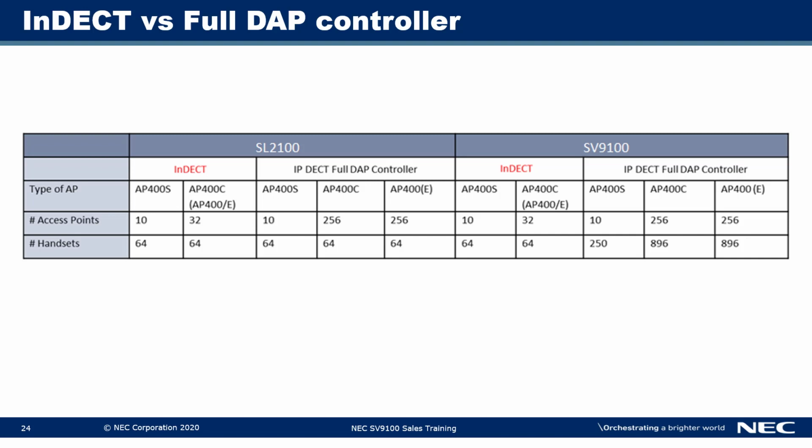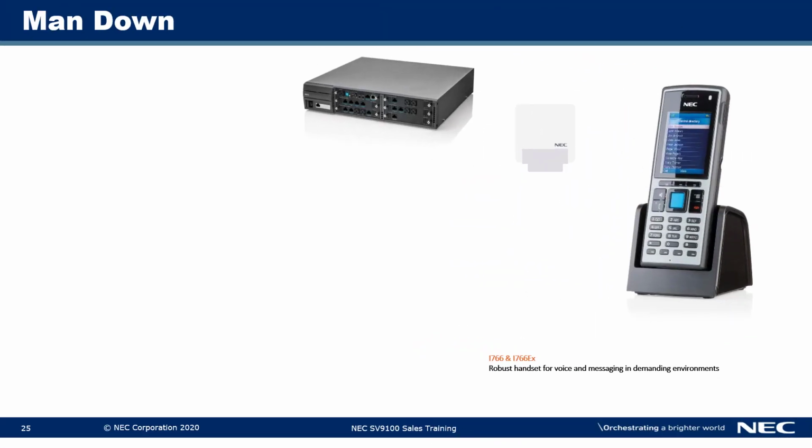So what we're saying here is on both the 2100 and the 9100, for SMB solutions, we provide a powerful offering with InDECT managing that solution for your customers. Another powerful feature that we like to demonstrate to customers when we're out and about with our DEM kits is the man down facility. You'll notice we're using the top of the range i766 handset here.